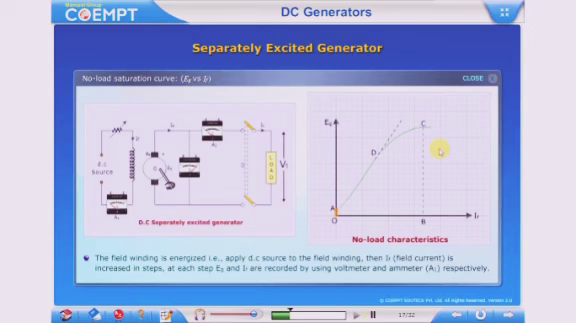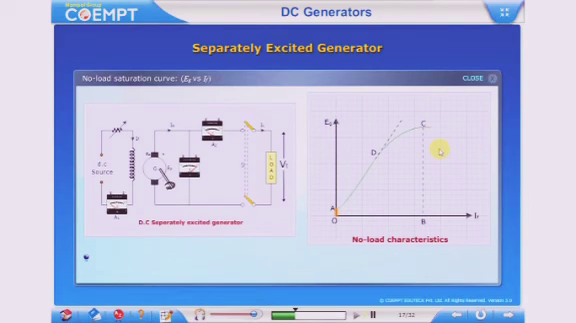Even though we don't apply any energy to the field, the voltmeter indicates a small voltage, that is 2 to 6 volts. This is because of the residual flux in the main poles. In the graph, it is shown as OA.